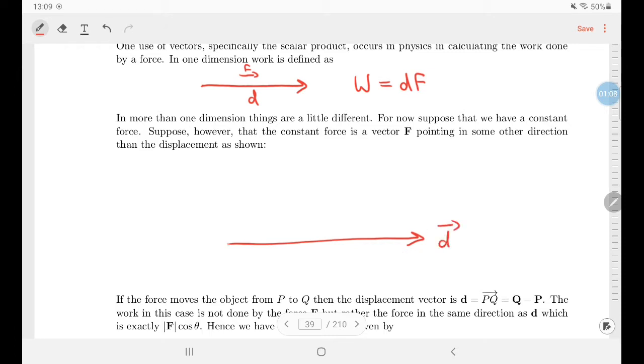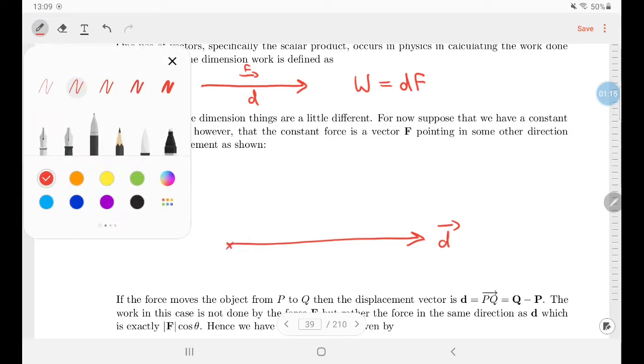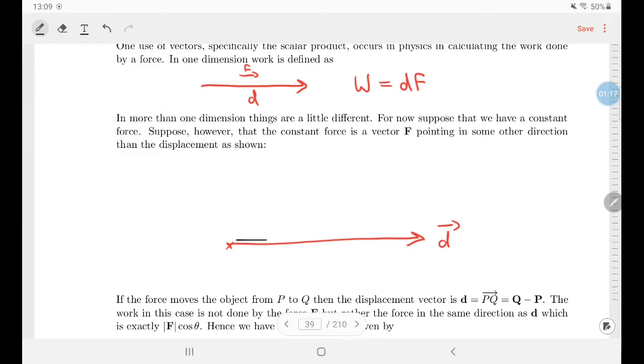So the object goes from here to the top. And suppose the force looks something like this. I think we're going to name these points. We'll call this the point P and this the point Q, so that the displacement vector is the vector from P to Q, which is Q minus P.